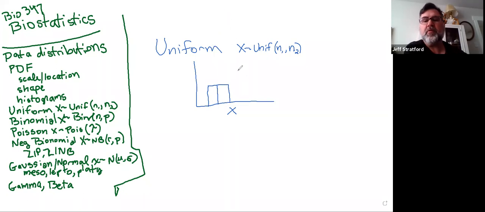Let's give another one, rolling the dice. There are six outcomes, all with equal probability: 1, 2, 3, 4, 5, 6. What you need to know is the beginning, 1, and the ending, 6. So in this case, the uniform distribution can be integers, or actually it can be continuous numbers.